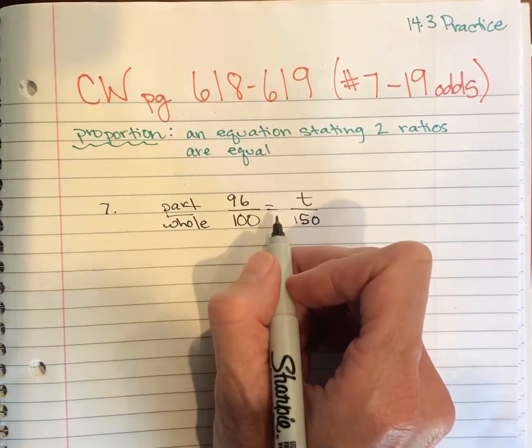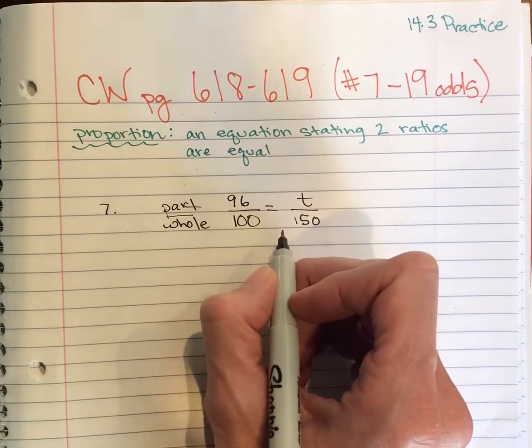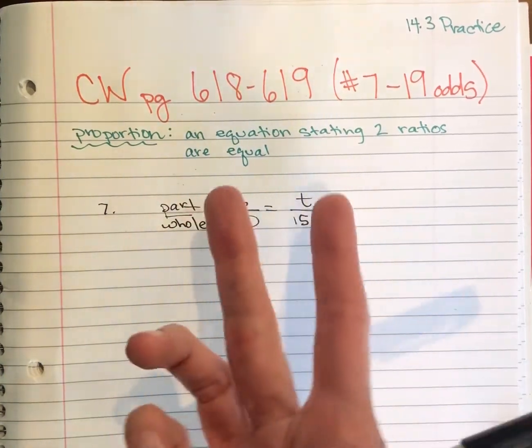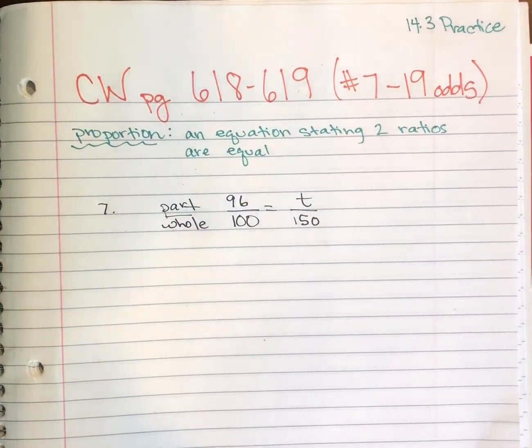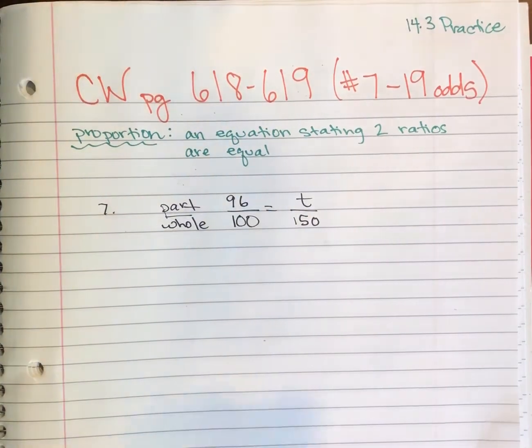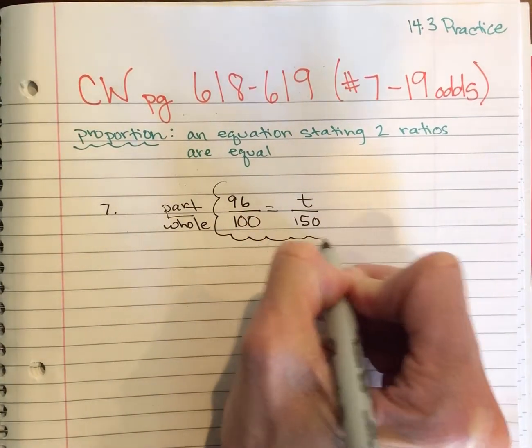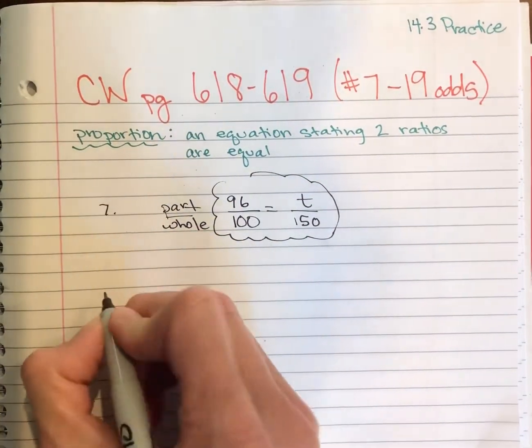So here is your proportion. You can absolutely flip-flop these two ratios and it's still right. You can reduce 96 over 100 and it's still right. But this here is our proportion, okay?